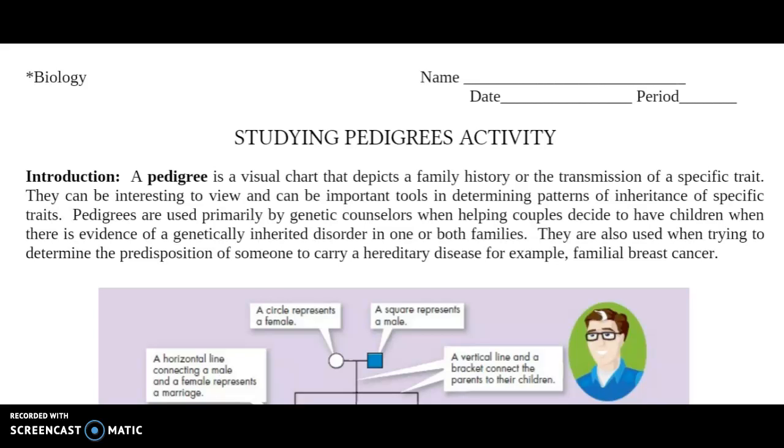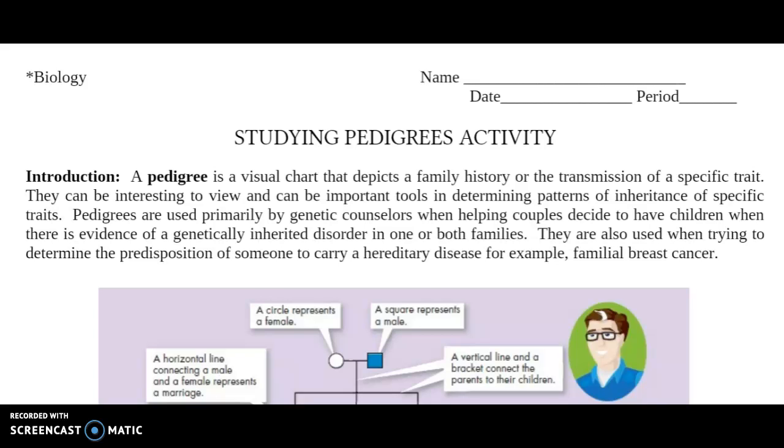A pedigree is a visual chart that depicts a family history or the transmission of a specific trait. They can be interesting to view and can be important tools to determine the pattern of inheritance of specific traits. Pedigrees are used primarily by genetic counselors to help couples decide to have children when there is evidence of a genetically inherited disorder in one or both families. They are also used in trying to determine the predisposition of someone to carry a hereditary disease.